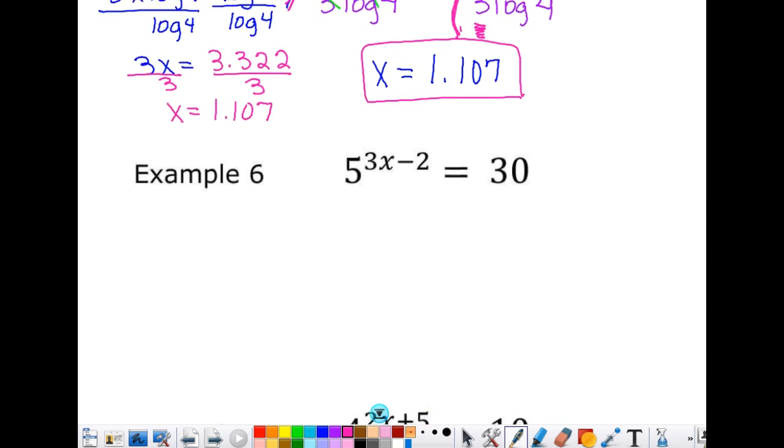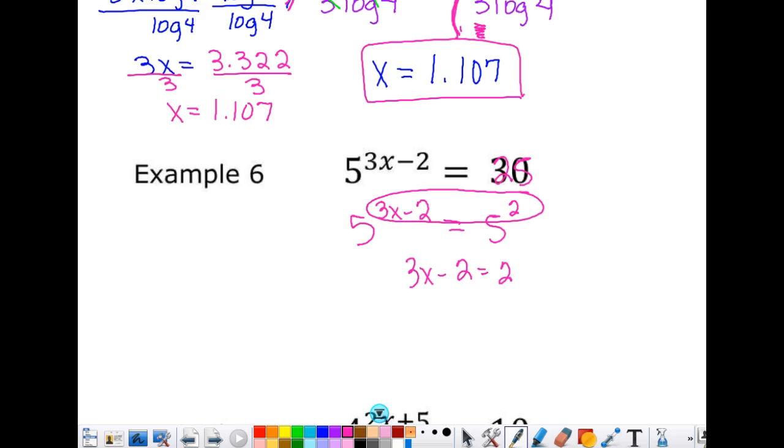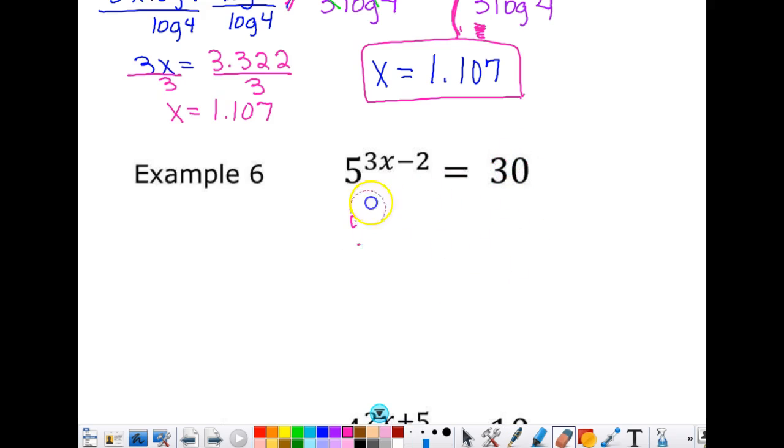Okay. Then example 6. Okay, so a 5 and a 30, that won't work. Had this been a 25, then we could, don't write this down, okay, because I'm just playing around here. Then we could have said, oh, look, 25 is 5 squared. And then I wouldn't have even had to use logs to solve this. Then I could have said, oh, 3x minus 2 equals 2. And I could have started solving like that, right? Y'all remember that? Okay. But it's not a 25. It's a mean old 30 that's messing it up. So we have to use logs then. Okay?